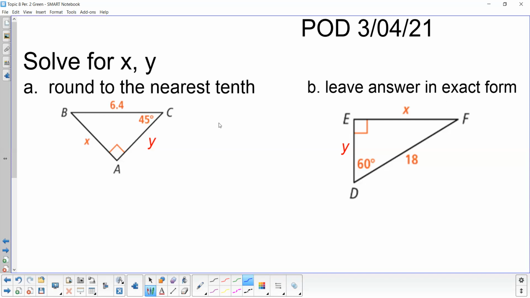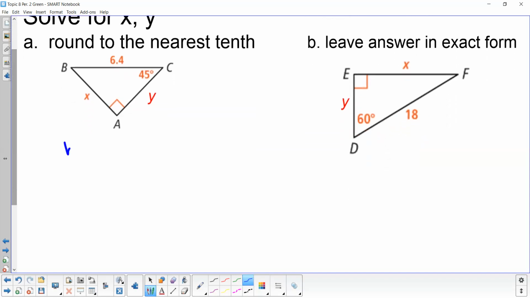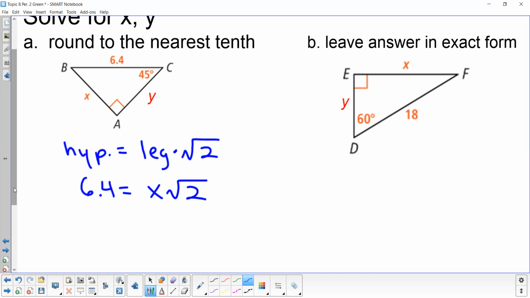You guys know this. So I can say, let's say I want to get x first. To solve for x, I'm going to say that hypotenuse equals leg times root 2. Plug in what you know. What is the hypotenuse? 6.4. I'm solving for leg. For x, what is the leg? X. And to undo multiplying by root 2, you simply need to divide by root 2.